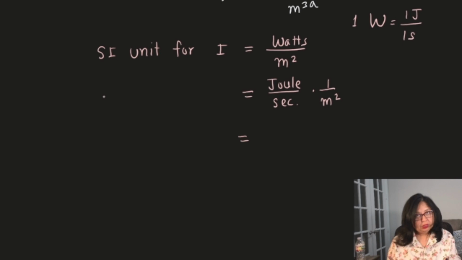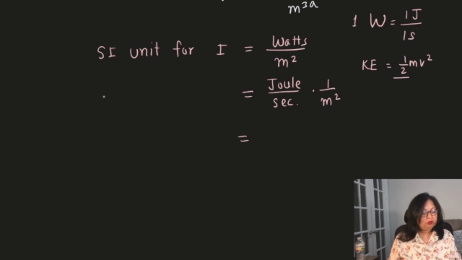Now energy or work. We already said that joule is the SI unit for energy and kinetic energy equals 1/2 mv squared. Now from here, 1/2 doesn't have any units. However, mass is kilograms. V squared is meter squared divided by second squared. Correct?